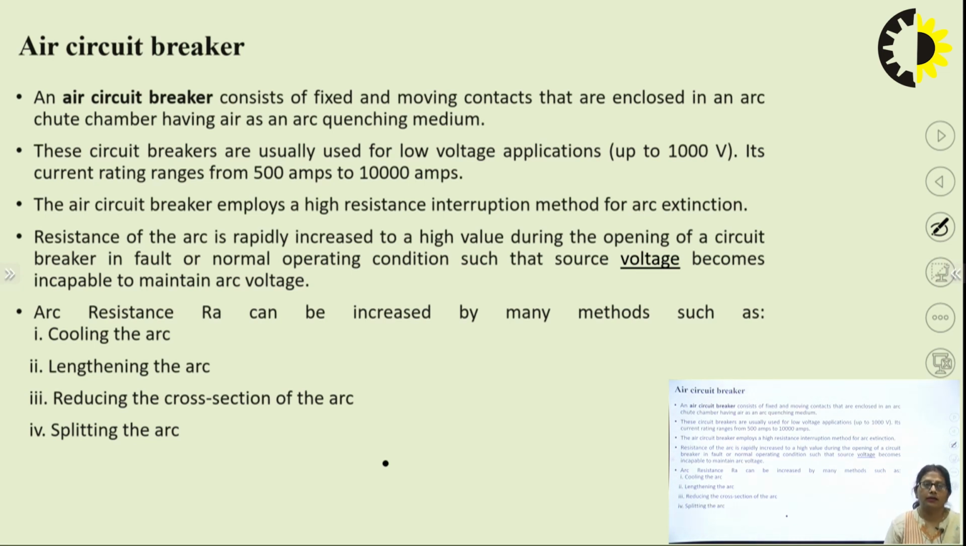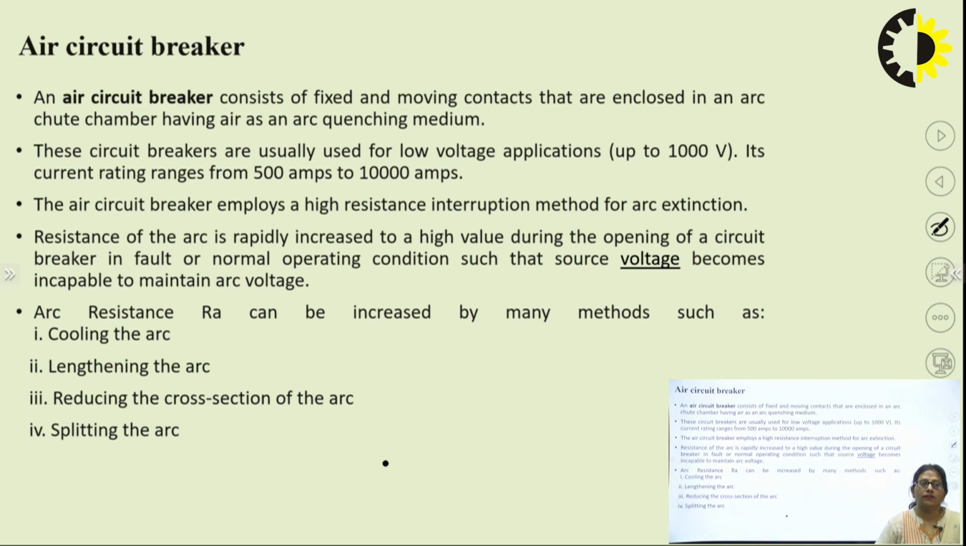So, these circuit breakers are usually used for low voltage applications, generally low tension up to 1000 volts. Its current rating varies from 500 amperes to 1000 amperes nearly. So, they apply a high resistance. How do they work? These circuit breakers apply a high resistance interruption method for the arc extinction, right. That can be achieved by various methods. We will be seeing how to increase the resistance of the arc.